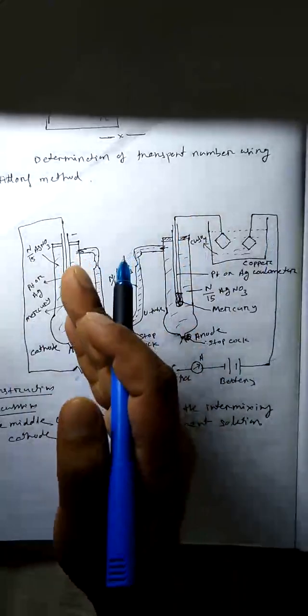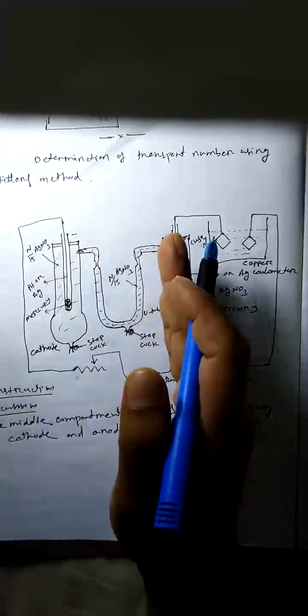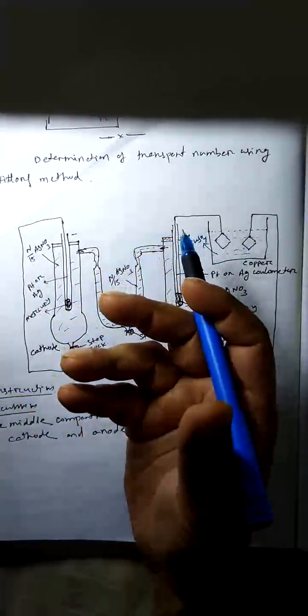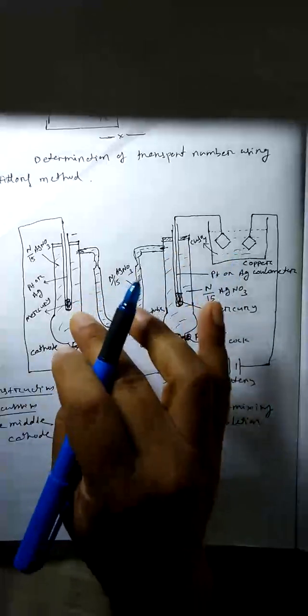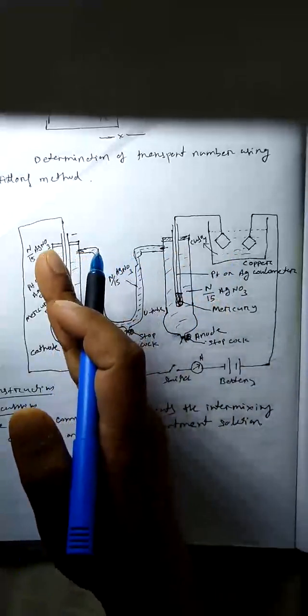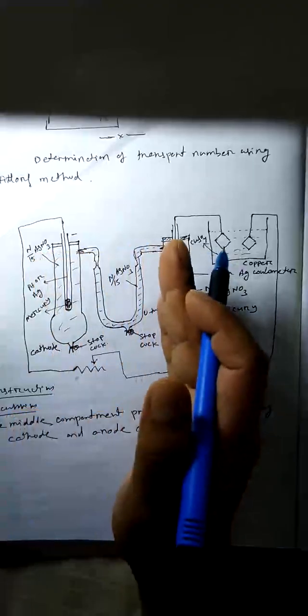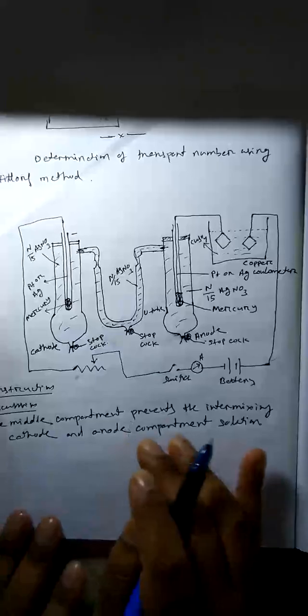Always remember, in the Hittorf method, the left portion is cathode, the right portion is anode. Otherwise, in the case of an electrolytic cell or any cell, the left portion is anode, the right portion is cathode. But using the Hittorf method, you have to remember it is just reversed. Left portion is cathode compartment, right portion is anode compartment. Now this is the discussion part.